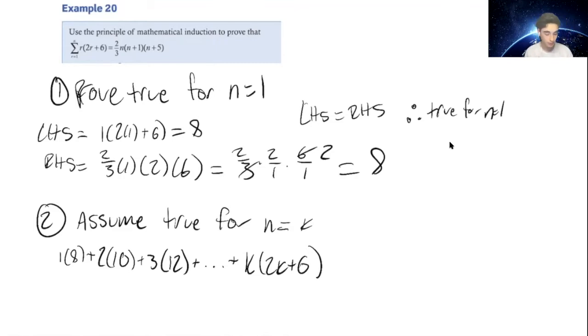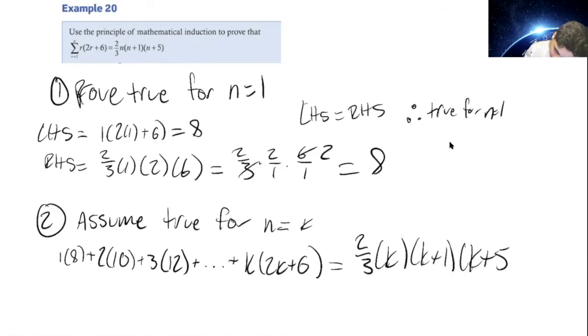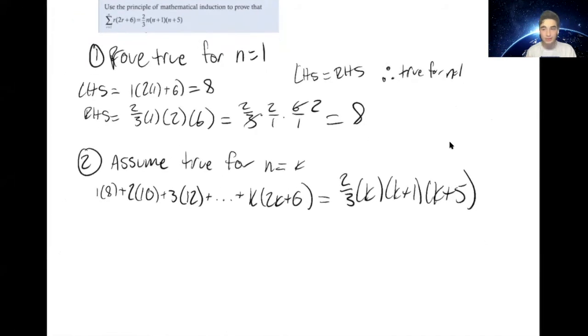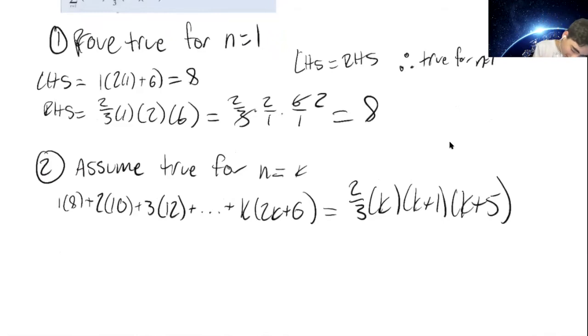And now we want to make that equal to 2 over 3 k plus 1, k plus 5. All right, that's all we have to do for step number 2. Step number 2 is done. We're almost done. Well, not really, actually, but step number 3 is always a killer.